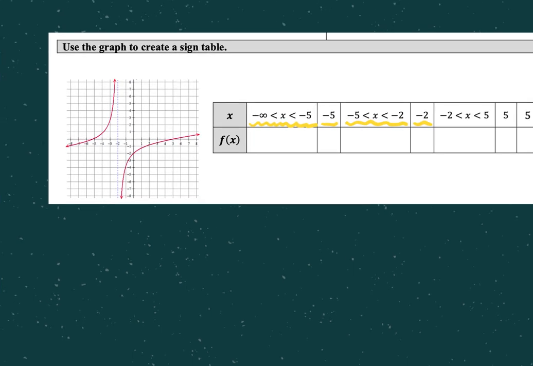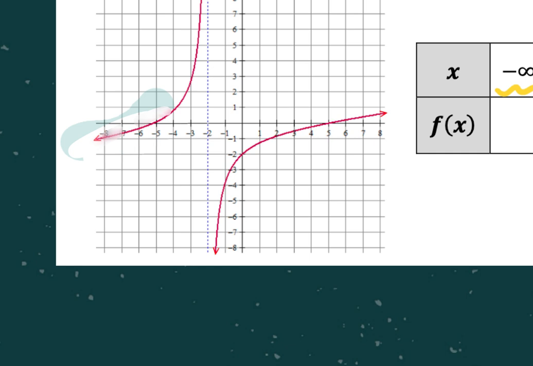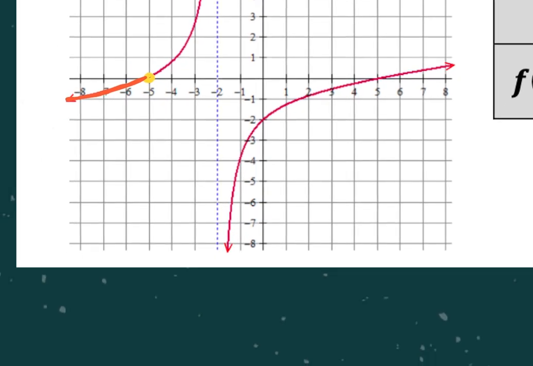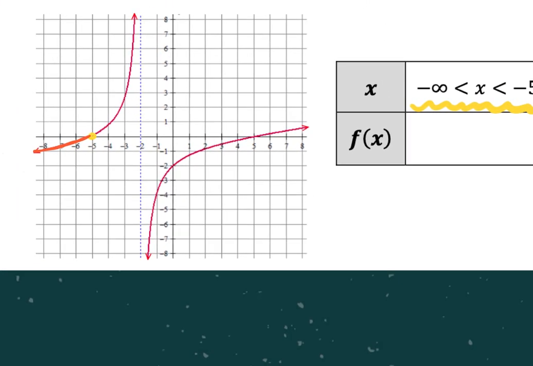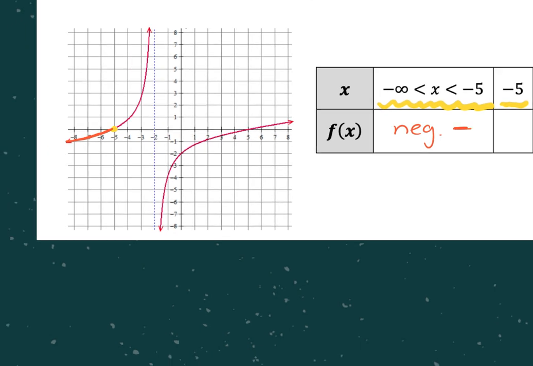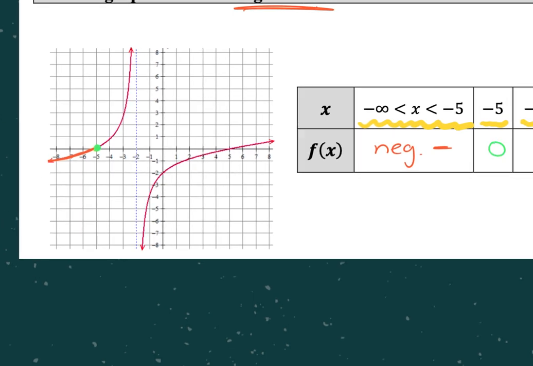So as I go from negative infinity to negative 5, my first cutoff point is at negative 5. So what's the sign, because that's what it says, right? Sign table. What's the sign of my y values from negative infinity up to negative 5? Are they positive or are they negative? Negative. And you could write neg, you could write minus. I don't care what you write. Just know what you mean, okay? What happens at negative 5? It's 0.